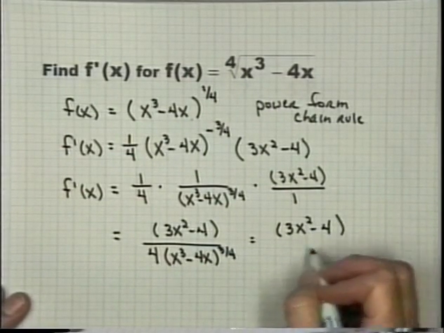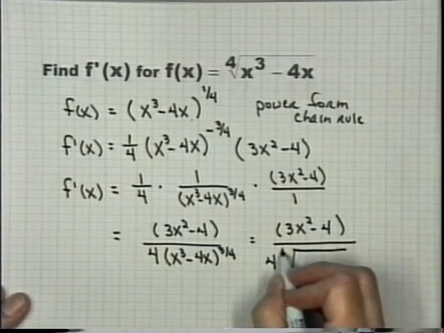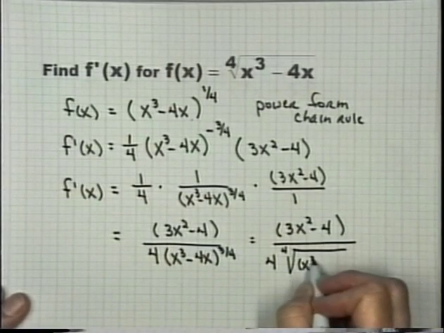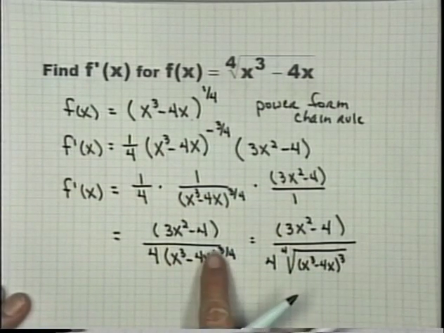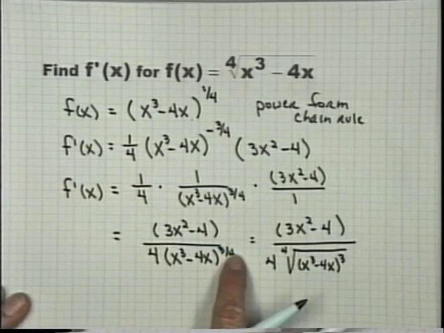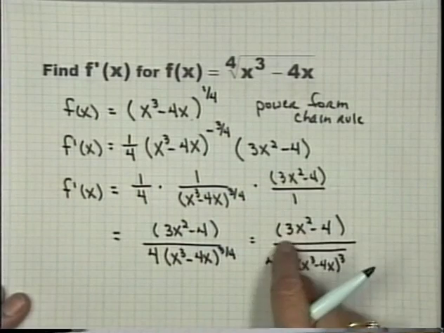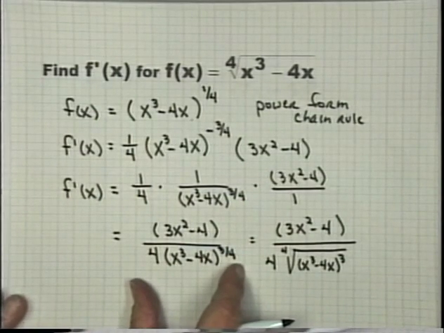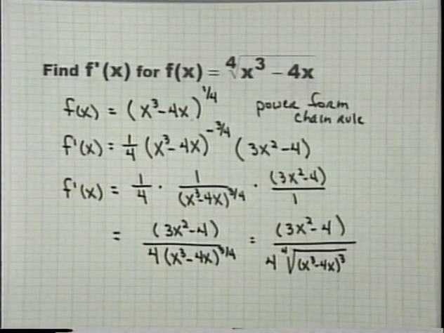Now, you will sometimes see this answer written back in radical format. So I'm going to do that just to illustrate we would have a fourth root of the quantity x cubed minus 4x cubed. I just wanted to review that. Remember, you have a 3/4 power. This is your root, and then it's to that power. I usually do not write this form here. I usually leave my answer here, but your professor may prefer this, so I wanted to show you both possible solutions.